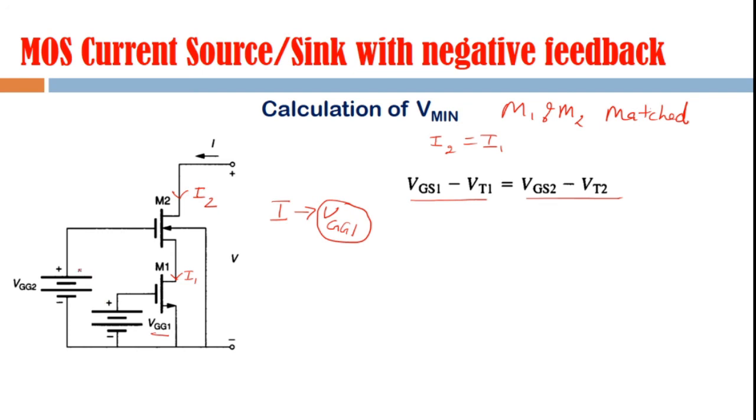Now what about VGG2? For VGG2 the calculation is not that simple, because this VGG is not providing just the gate source voltage for this. So this VGG2 is actually the gate source voltage of the second device plus VDS1 of the first device, right.